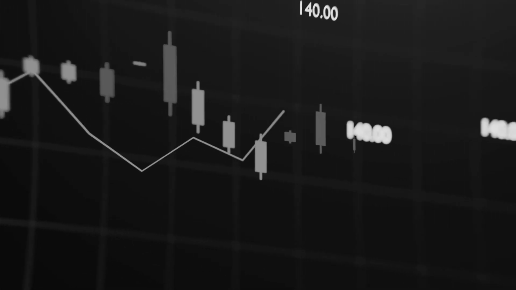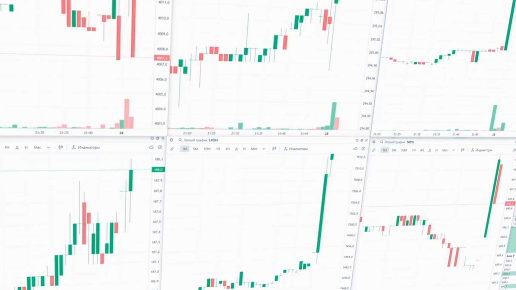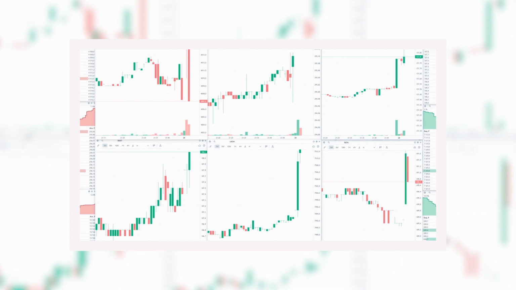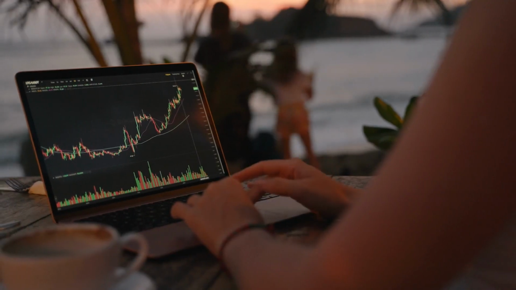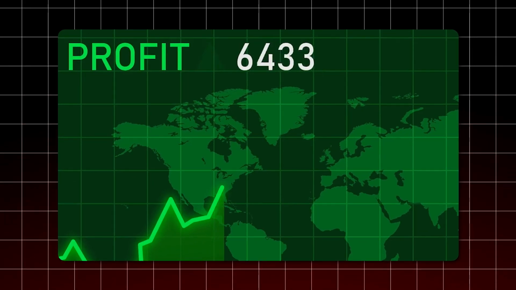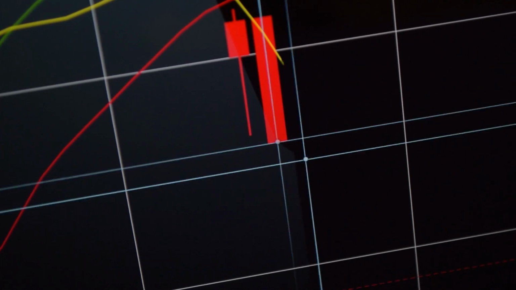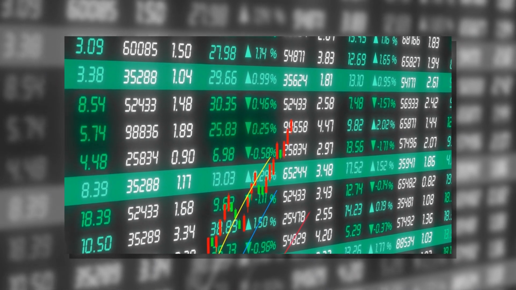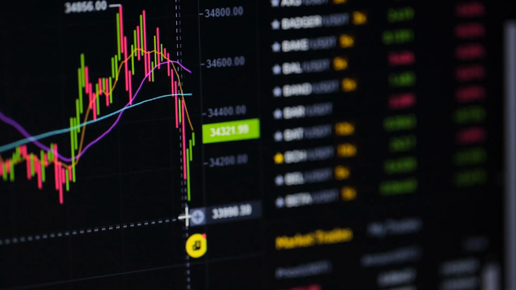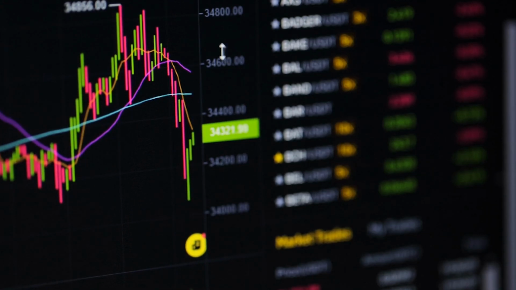Candlesticks are the most popular way to display prices. Each candlestick represents a specific period, like a day or an hour. Green means the stock closed higher than it opened. Red means it closed lower. The wicks show the highest and lowest prices during that time. Together, candlesticks give a clear picture of price movements.